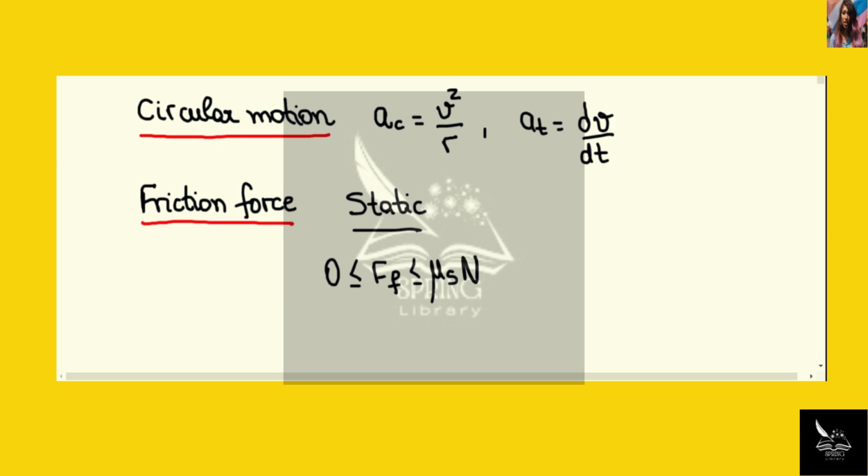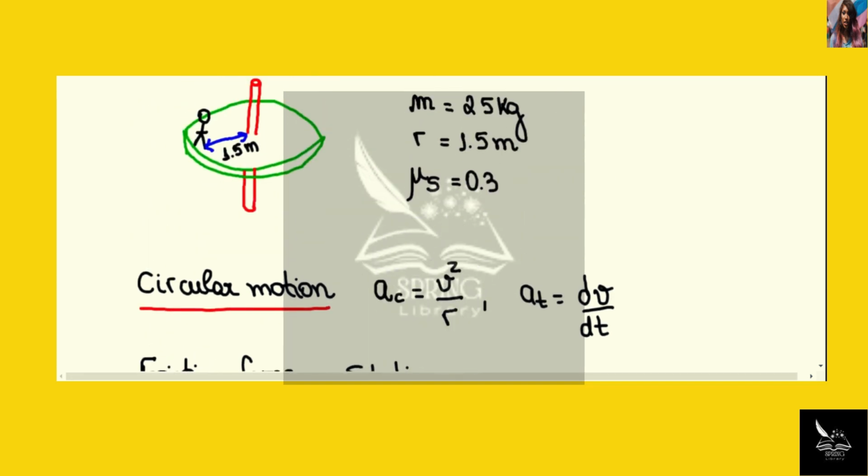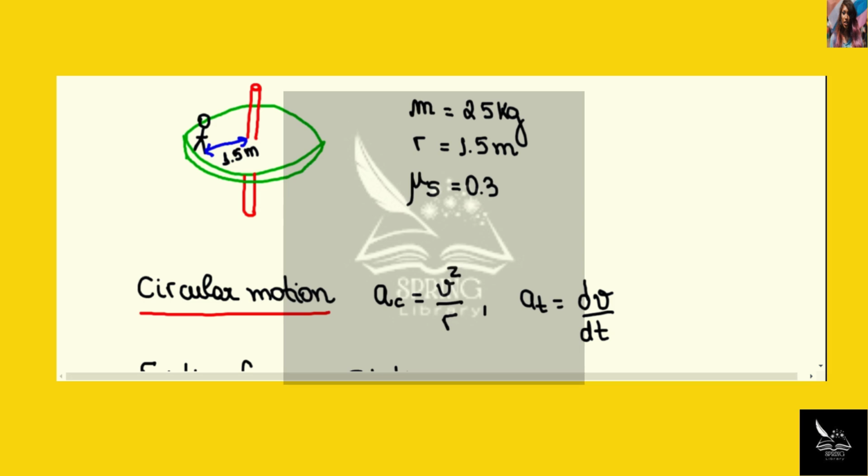And for the static friction, the object must be still. If there's a force that acts on the same direction of the friction force and is greater than the static friction, the maximum static friction force, then the object starts to move. And that's what we need to know in order to solve the exercise.